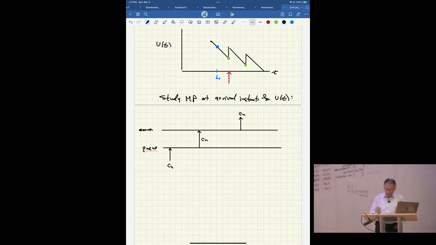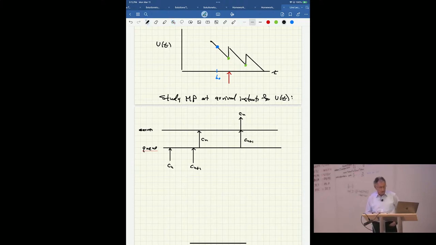Now let's watch the next guy come in. Let's watch the n plus first come in. He's going to come in somewhere. I don't care where. I'm going to put him arbitrarily here. And when does that customer go into service? It's first come, first serve. When will Cn plus 1 go into service? Exactly, when Cn leaves. So Cn plus 1 enters service right there. And he hangs around for a while.